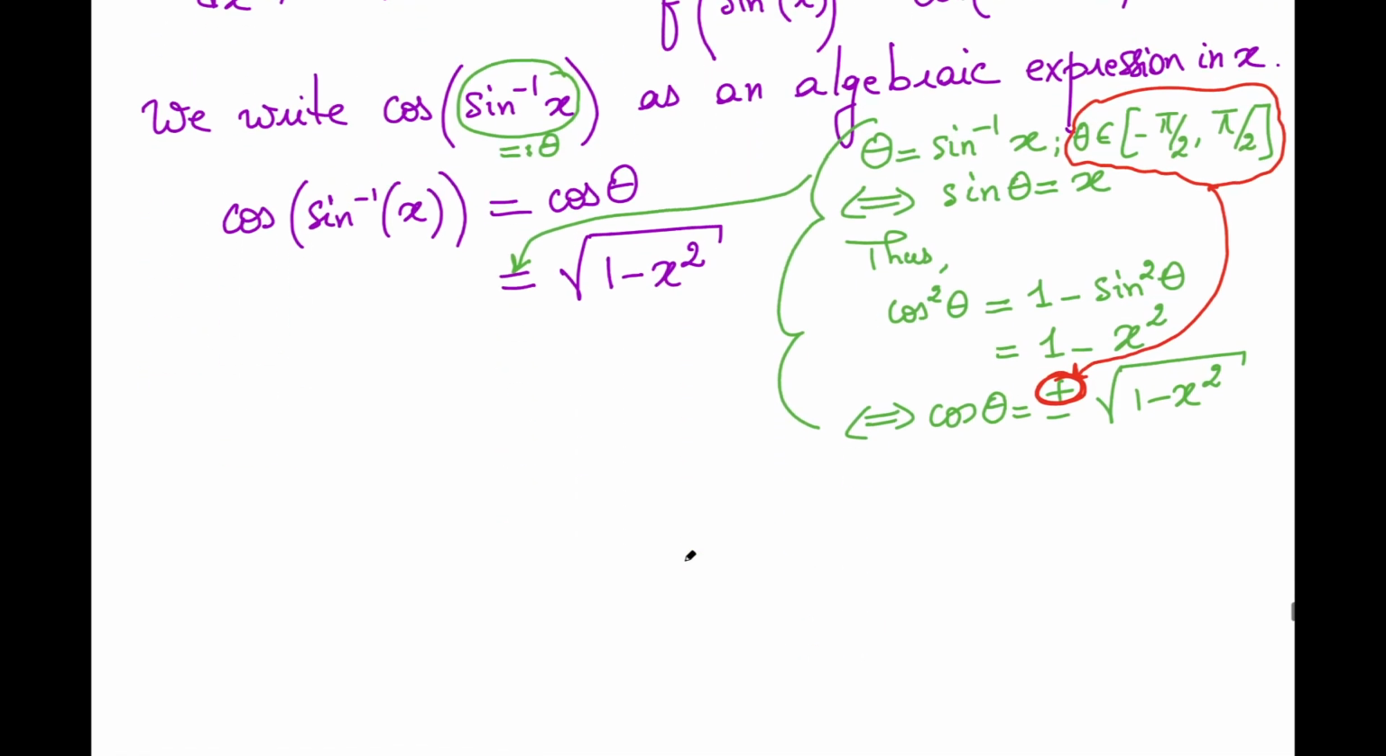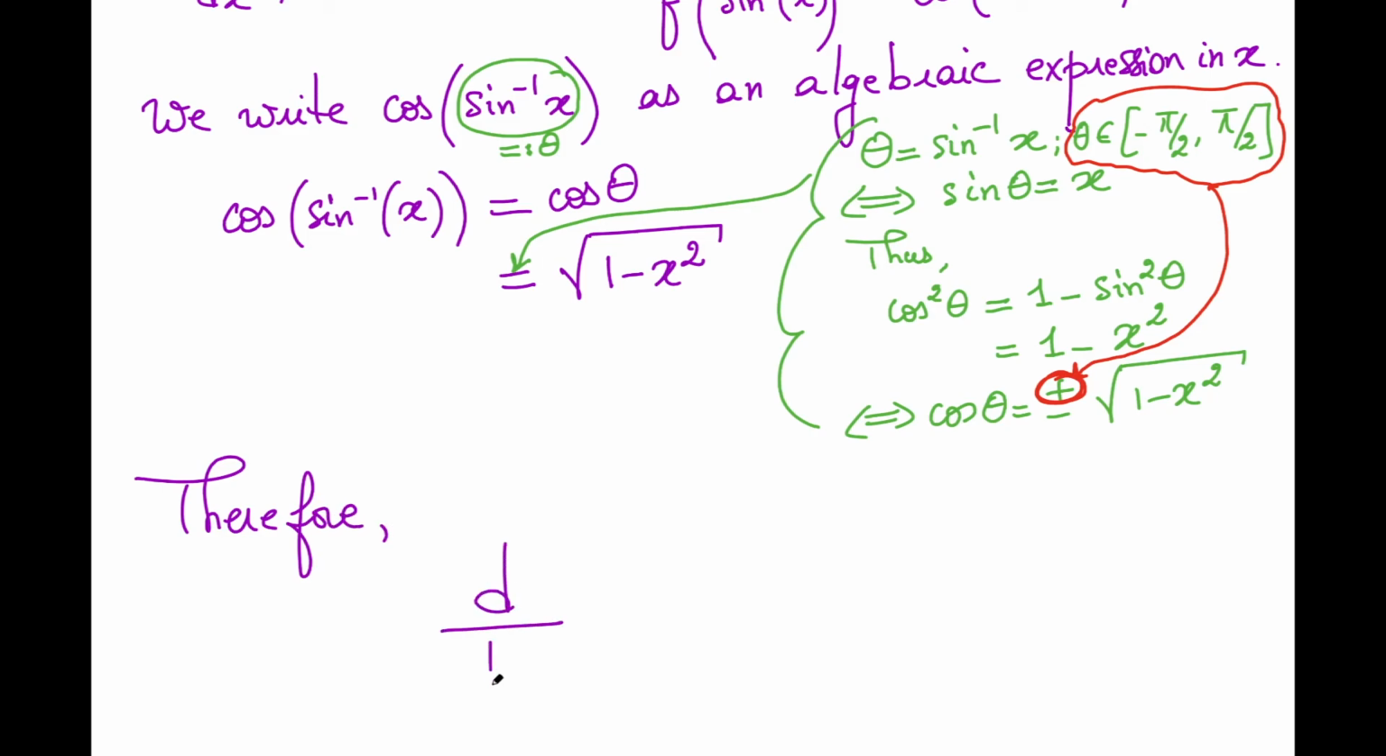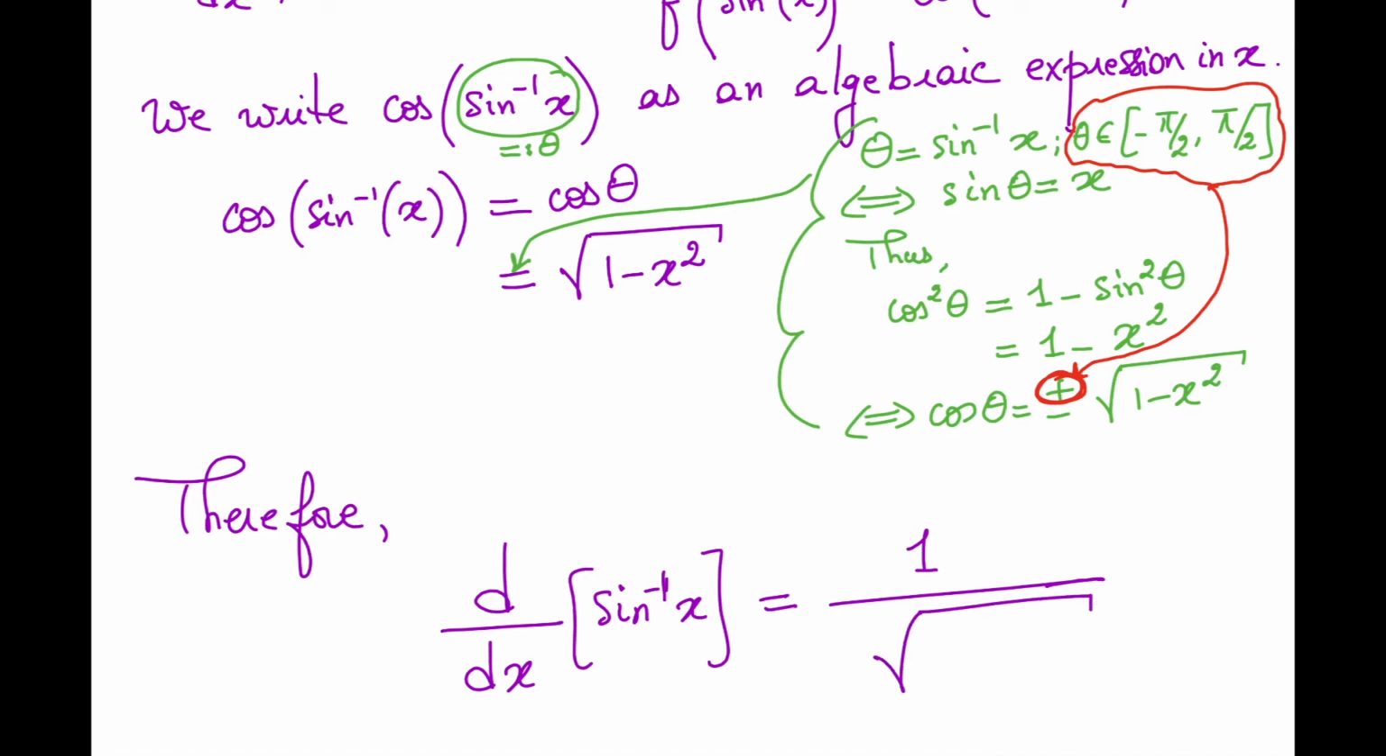Therefore, the derivative of sine inverse with respect to x is equal to 1 over the square root of 1 minus x squared. And this is for any x between minus 1 and 1, right? For any x between minus 1 and 1.